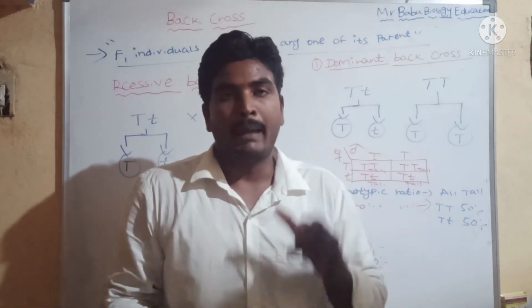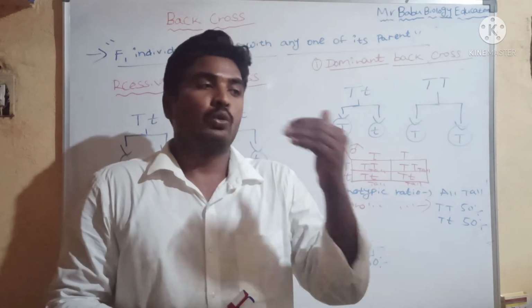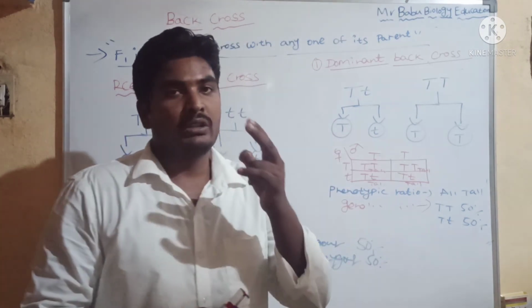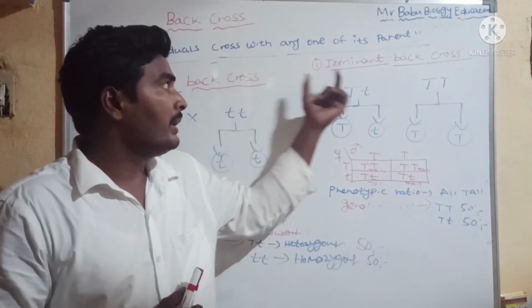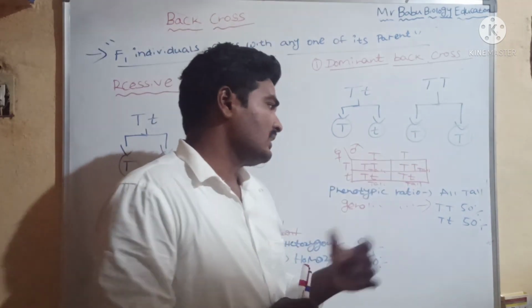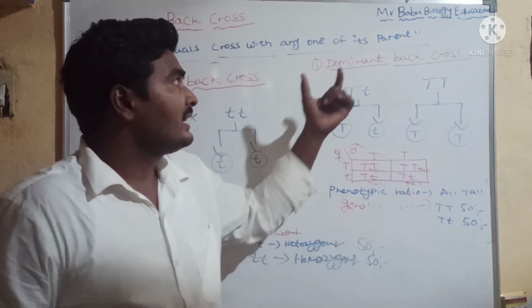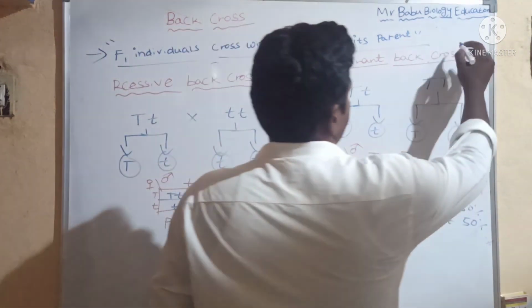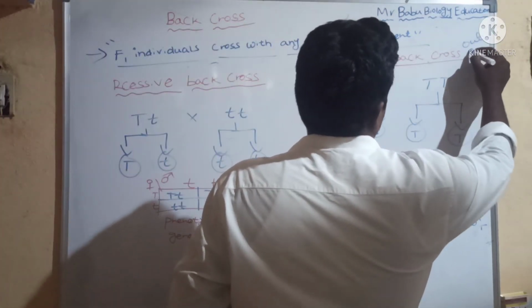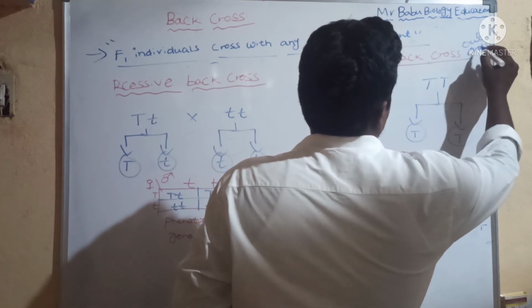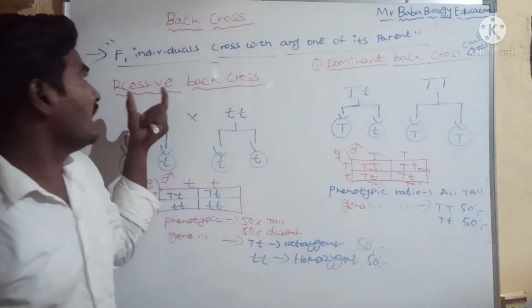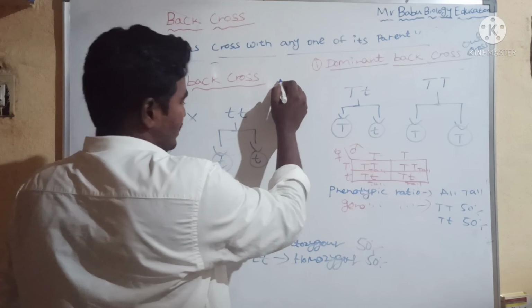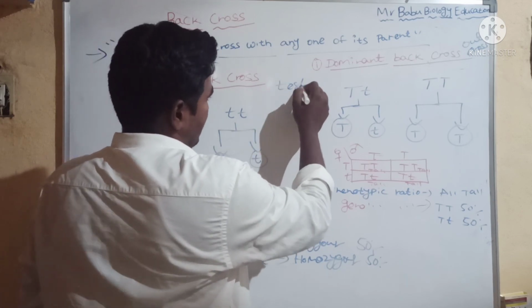So we finished backcross. There are two types of backcross. Dominant backcross, which we also call outcross. And this recessive backcross we call test cross.